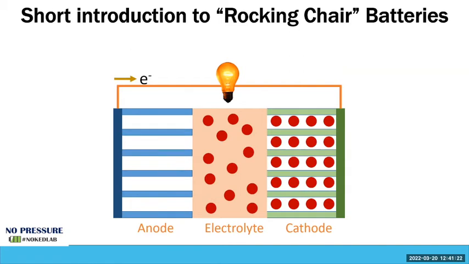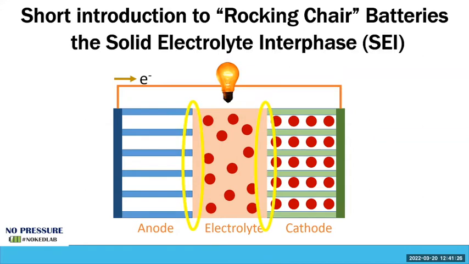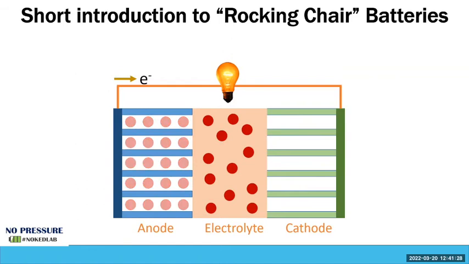Now, if we want to charge the battery, we just need to go on the reverse reaction, just plug it into electricity, and the ions can go from one side to another. This is why it is called rocking chair. It's like a rocking chair of the ions from one side to the other.